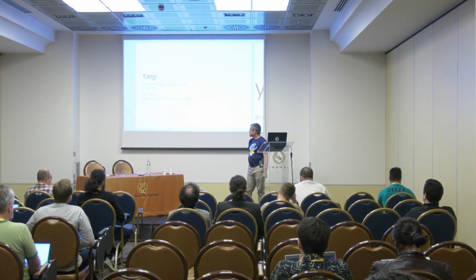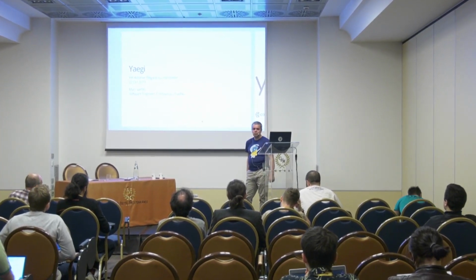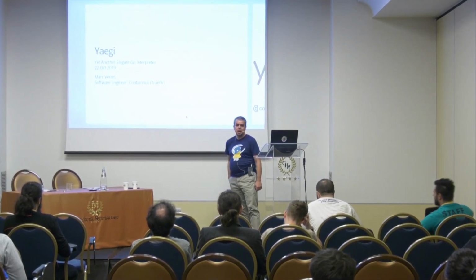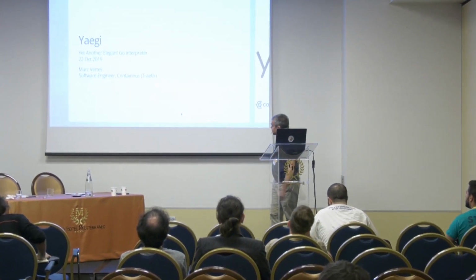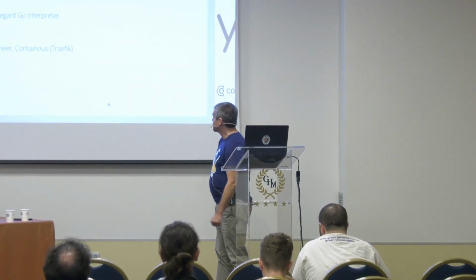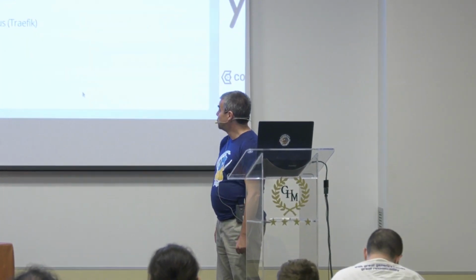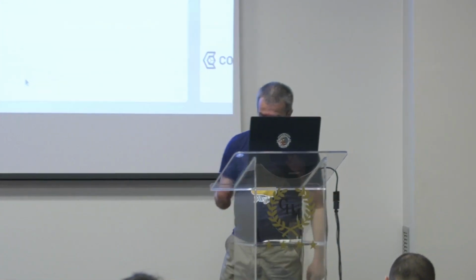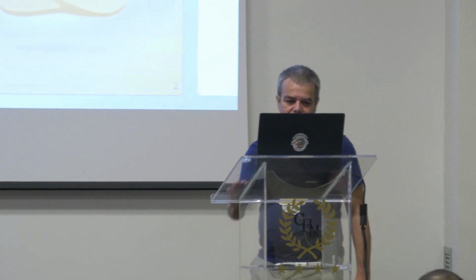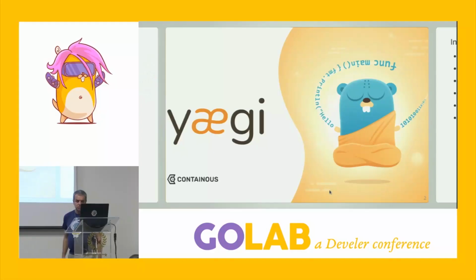Containous is the team behind Traefik, which is a quite used reverse proxy that you maybe have heard of already. So I'm talking today about a new Go interpreter, Yaegi. This is the logo that we have found. It's close to Yogi.